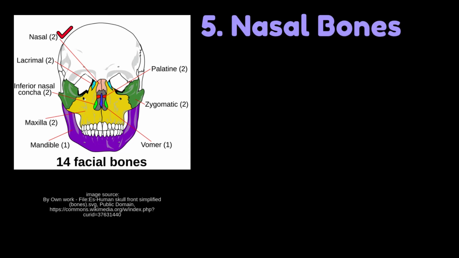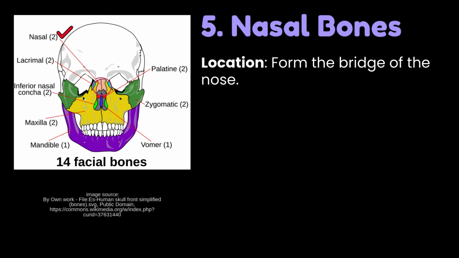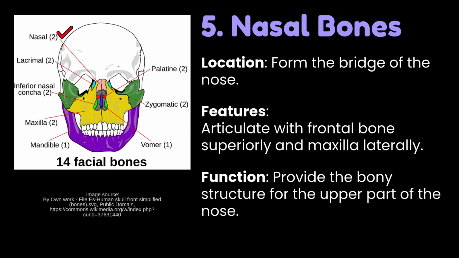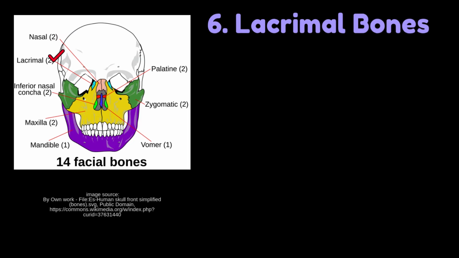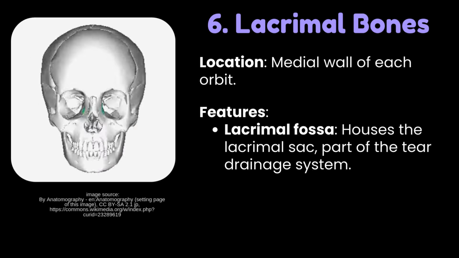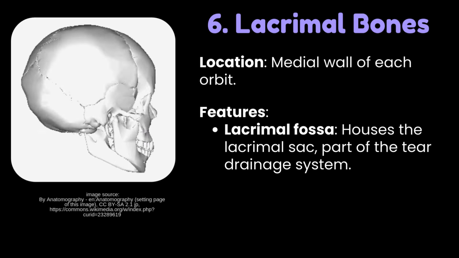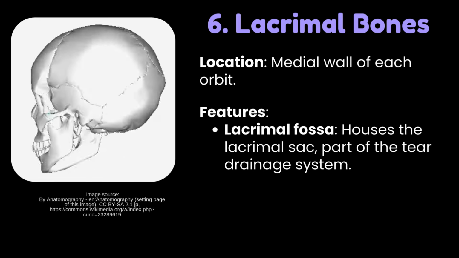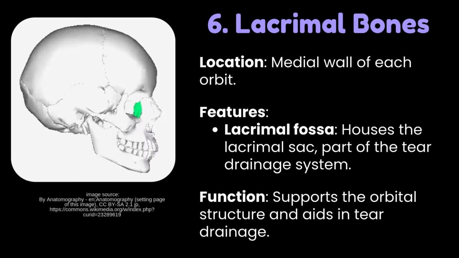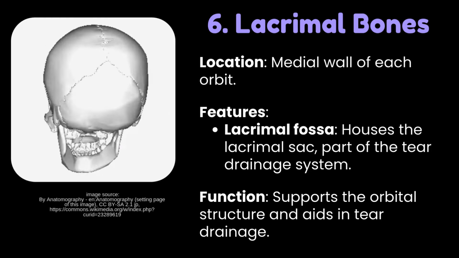Number 5. Nasal bones. They form the bridge of the nose. They articulate with frontal bones superiorly, and maxilla laterally. They provide the bony structure for the upper part of the nose. Number 6. Lacrimal bones. They form the medial wall of each orbit. These bones have a lacrimal fossa, that houses the lacrimal sac, which is a part of the tear drainage system. They support the orbital structure, and aid in tear drainage.